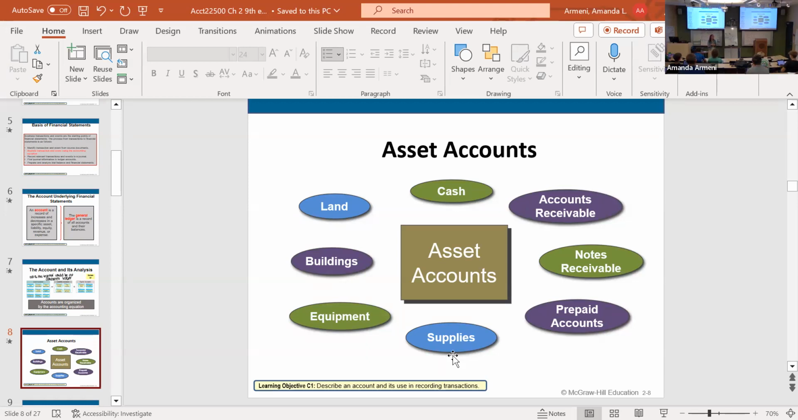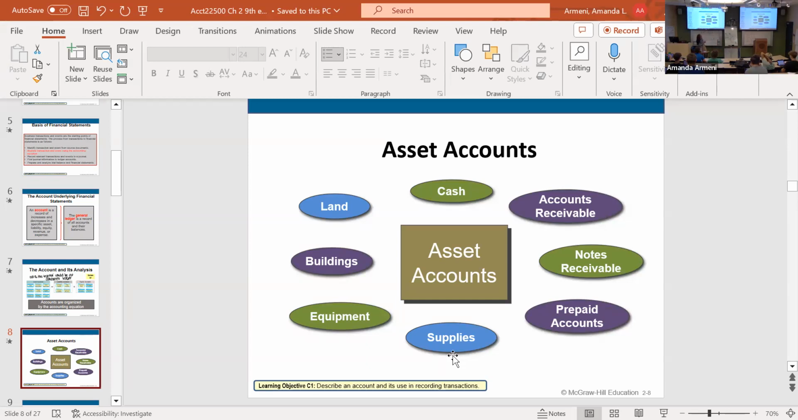Current. It is the most current, right? Because cash is the thing that helps us do all the other stuff. Cash is the thing that helps us buy the equipment and buy the supplies. Pay off our loans. Cash is current. So on this list, if you want to label them, land, buildings, equipment, and notes receivable are long-term.